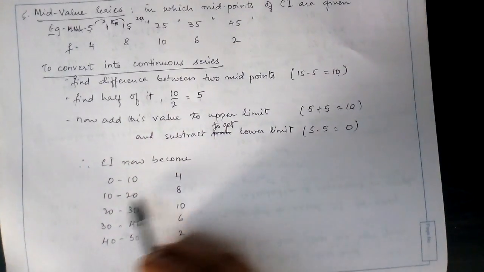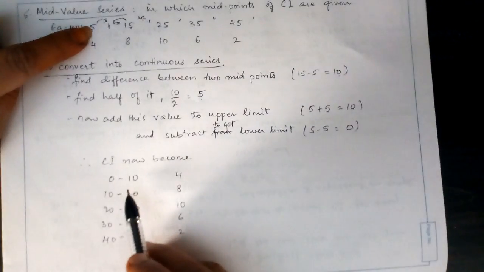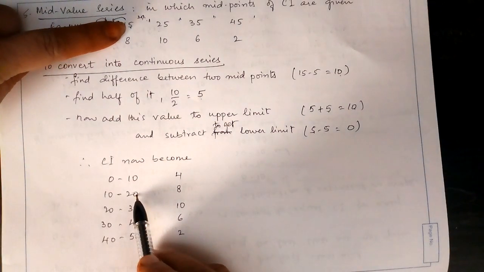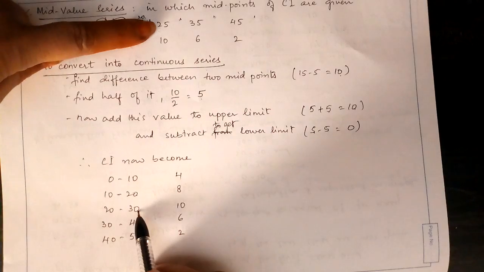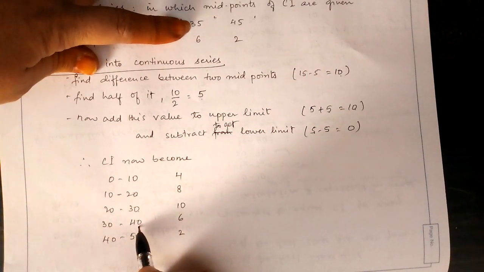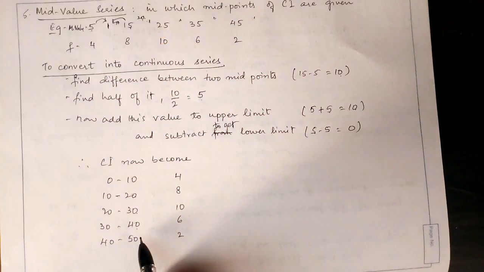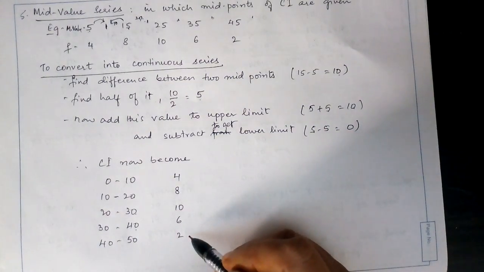Now if you write them down, the class intervals would be 0 to 10 for the mid value 5. And for 10 to 20, the mid value is 15, isn't it? And for a class interval 20 to 30, the mid value is 25. For a class interval 30 to 40, the mid value is 35. And for a class interval 40 to 50, the mid value is 45. So that's how you find the class intervals, the frequencies remaining the same.